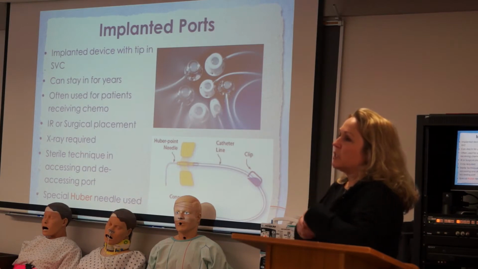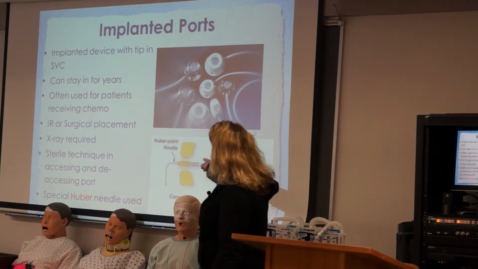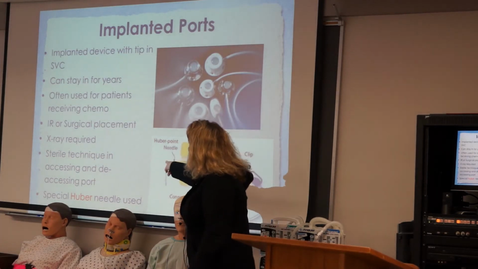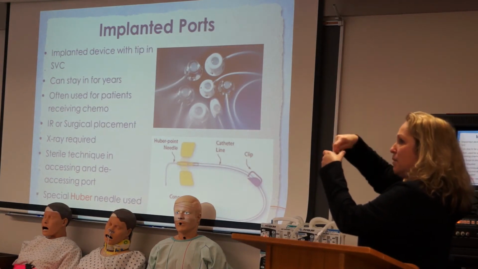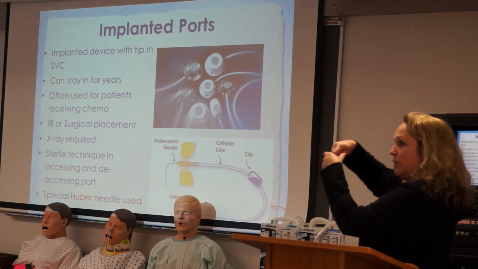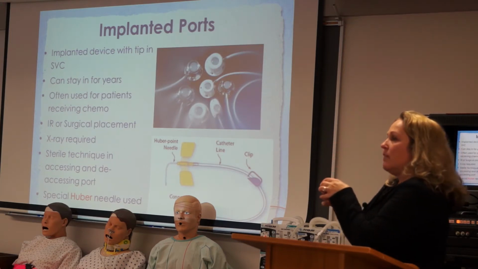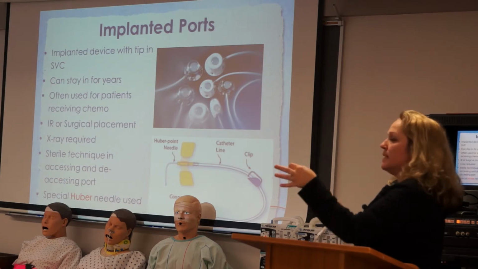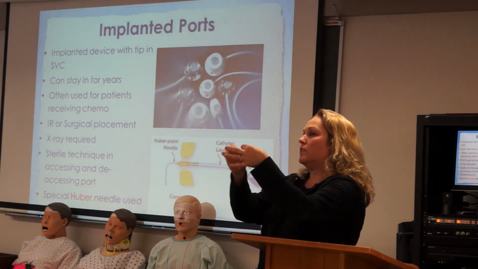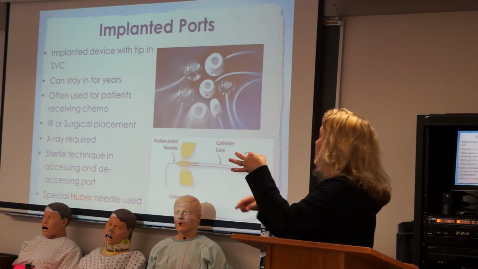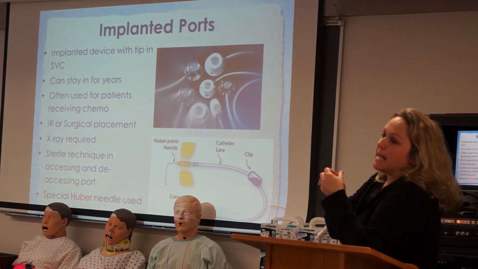You have to use a special needle called a Huber needle. If you can see right here, it's kind of shaped like this. Can you guys see that? You have to go down and actually hit the bottom of the port when you put the needle in, and then you can draw back. There's a little well inside of there, and then there's a little side port where the tubing comes out, and then it goes into the SVC. So when your needle goes in there, that's what you're accessing, that well.